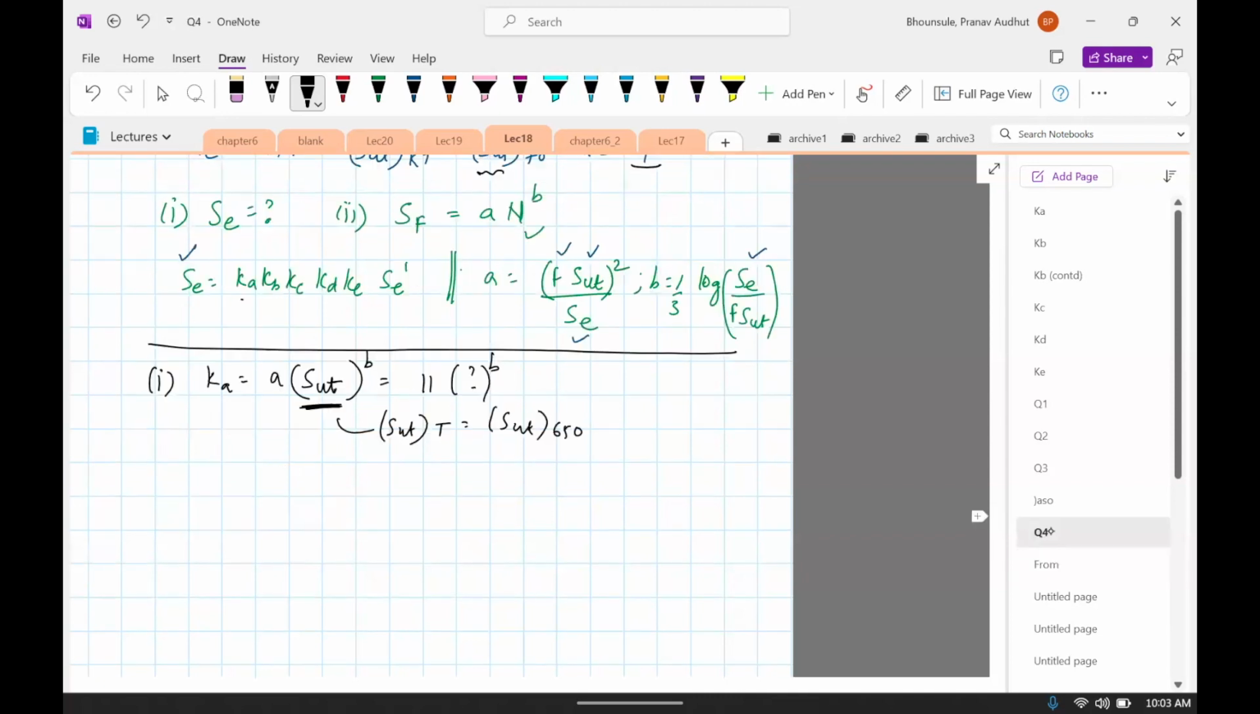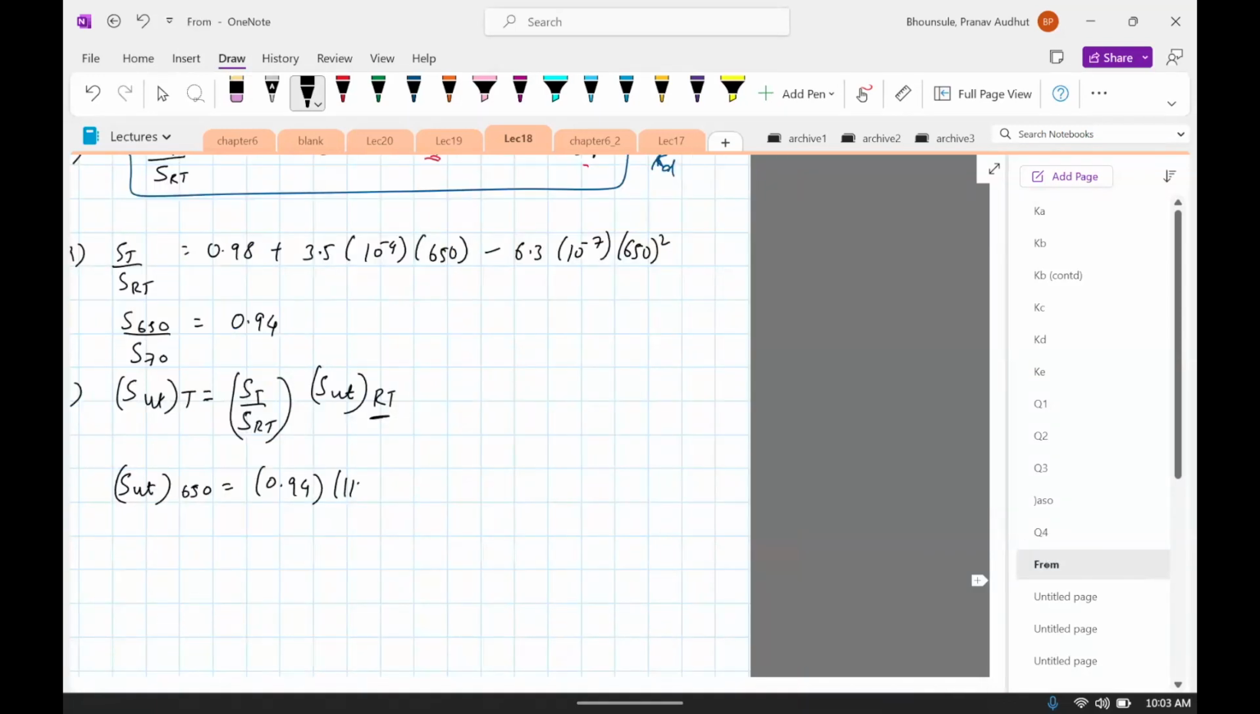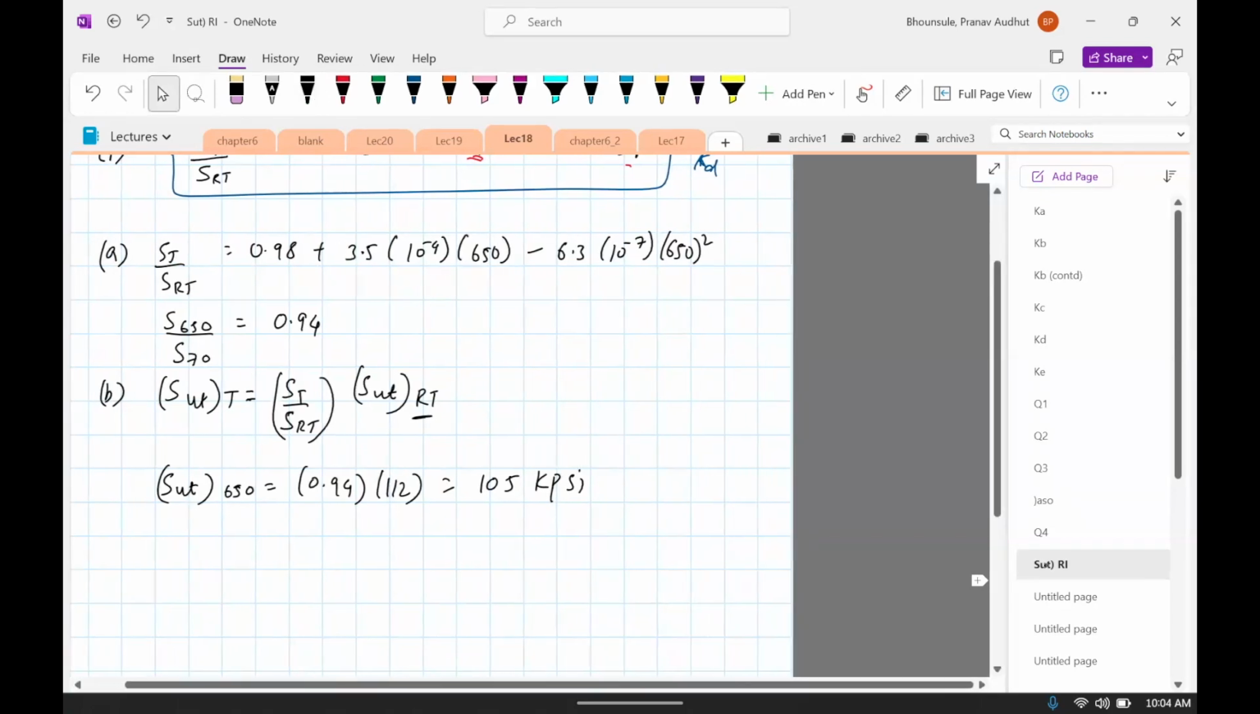So if you go back and you look at this question, you know SUT-RT at 70, it's 112 kpsi. This comes out to be 105 kpsi. Okay, so we got SUT. Okay, so what's the next step?